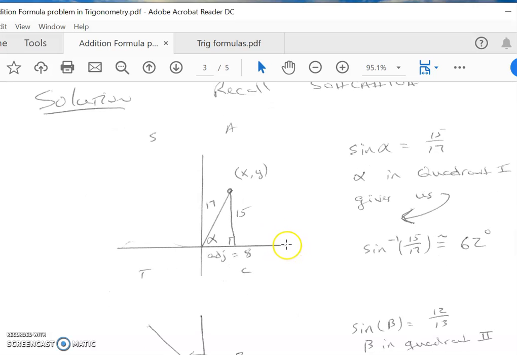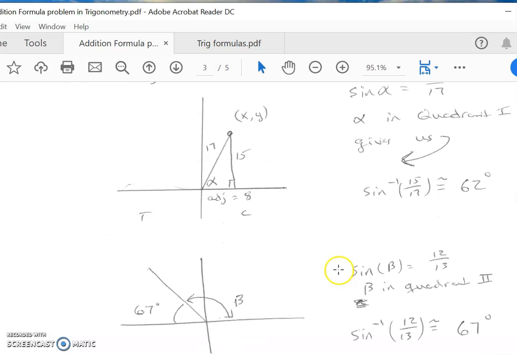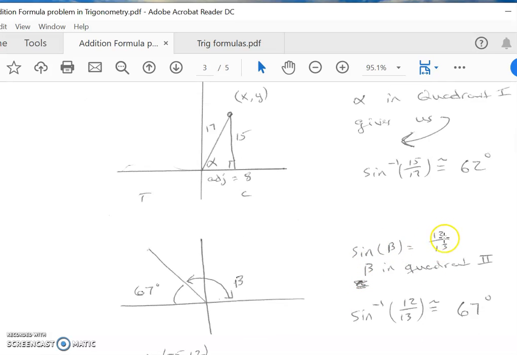Now, just to make things easier for me, I took the sine inverse of 15 over 17, just to get an idea of what this angle was going to be. And it turns out it's about 62 degrees. You don't need to know that, but it helps me draw my cartoon. That just comes from the calculator. Now, sine of beta was also given to us. That's 12 over 13. But wait a second, now it's not so easy.